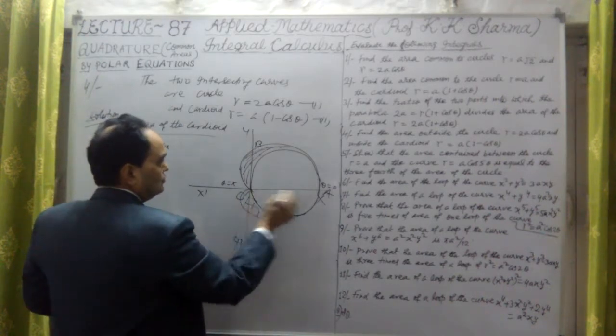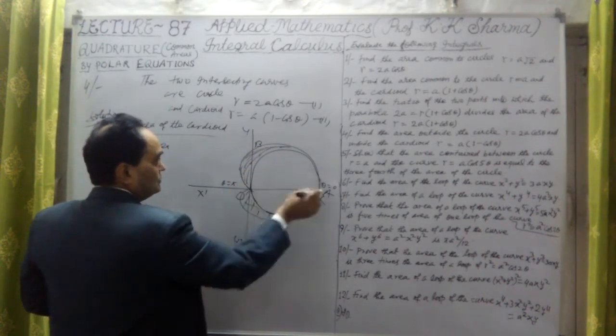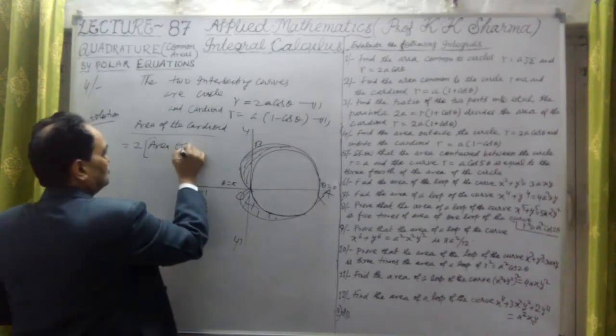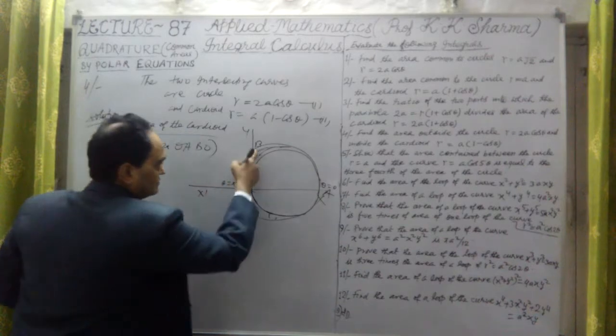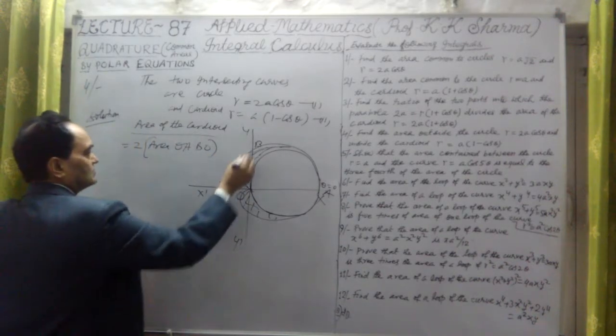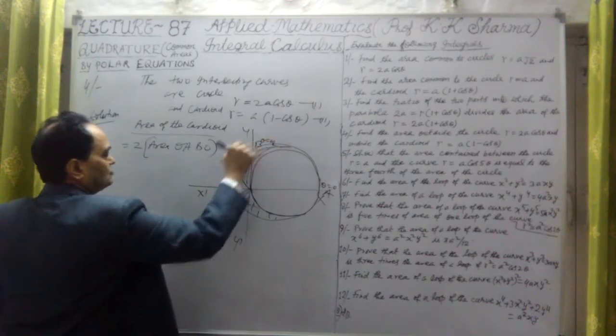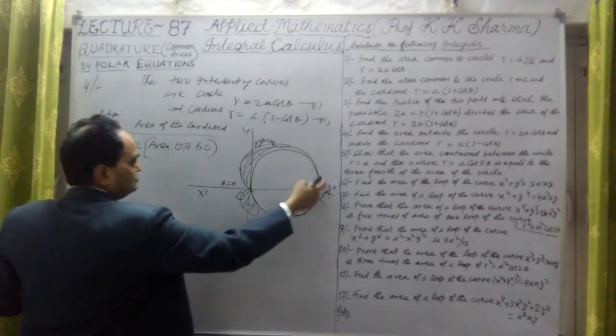Okay, O, A, B, O, B, O, A, B, O. Okay, twice of O, A, B, O. No problem. This is the point which is intersecting the line at theta equal to pi by 2, but the pi by 2 limit we are not to take. Just limit 0 to pi.